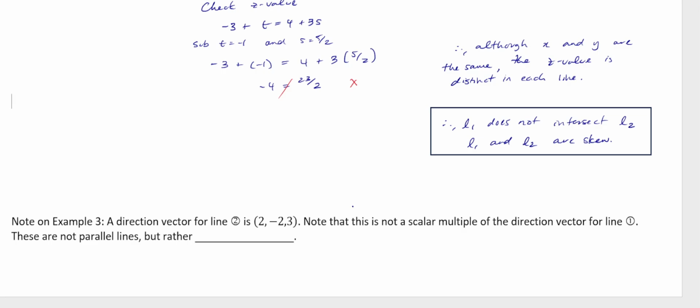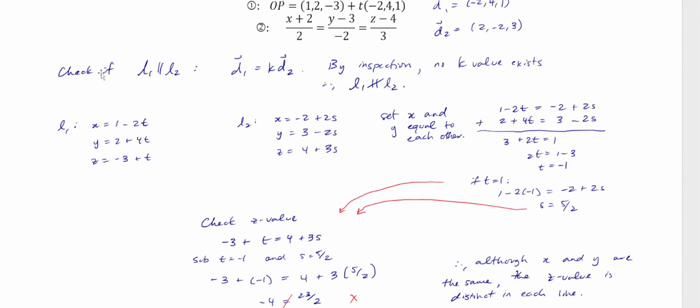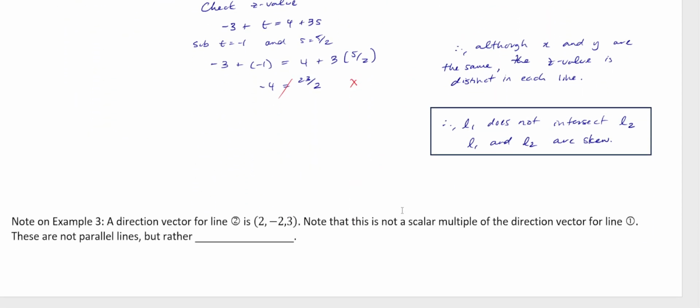It says, note on example 3, a direction vector for line 2 is 2, -2, 3. Note that this is not a scalar multiple of the direction vector for line 1. Well, yeah, we said that already. We said that by inspection, line 1 is not parallel to line 2. And so these are not parallel lines, and they don't intersect, so they are called skew lines.